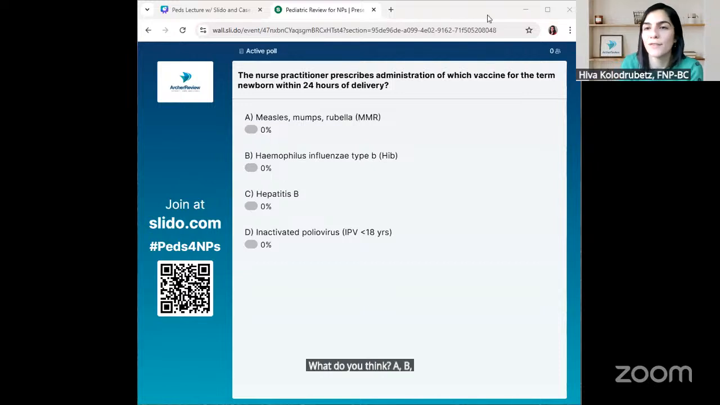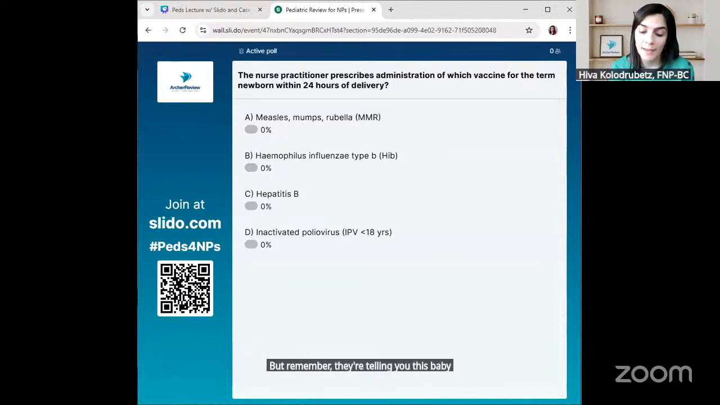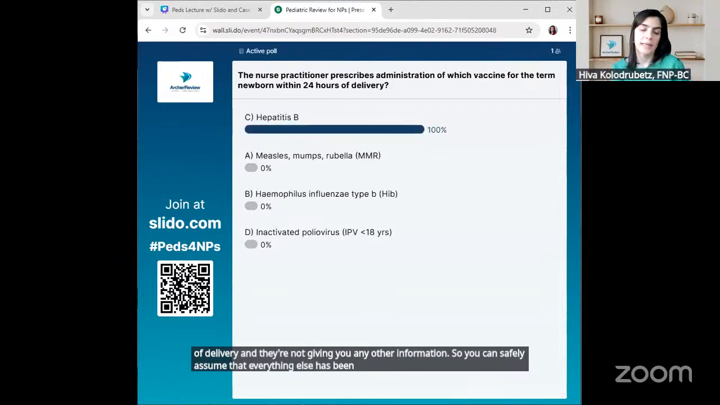I'll give you guys a few minutes to answer this question. But remember, they're telling you this baby is term, and this is within 24 hours of delivery, and they're not giving you any other information, so you can safely assume that everything else has been going well up until this point. So what do you guys think?